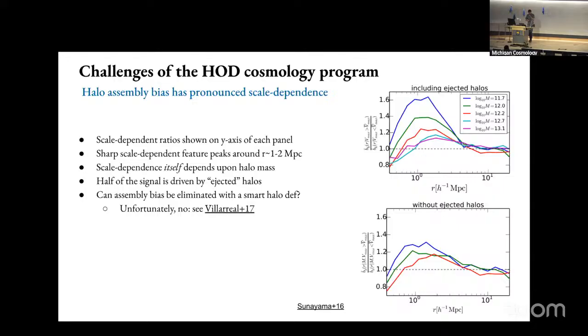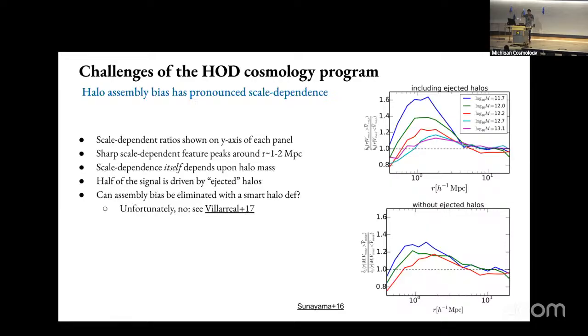A really nice paper led by Sierra Villarreal studied whether it's possible to just redefine the dark matter halo boundary, such that if I make an appropriately judicious choice for the halo boundary that divides subhalos from hosts, maybe I can explain away halo assembly bias. That's partly motivated by this result.